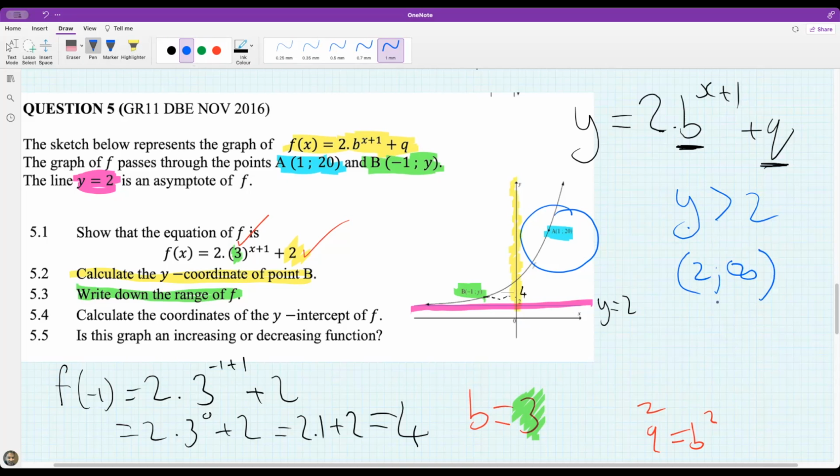And you could say, in addition to y is greater than 2, y would be an element of the reals. Now, you wouldn't say x, because x would relate to what's called the domain. So for this particular function, the domain can be any x value, but that's not what the question asked. So this asked about the range, which relates to the y value. All right, calculate the coordinates of the y-intercept of f.